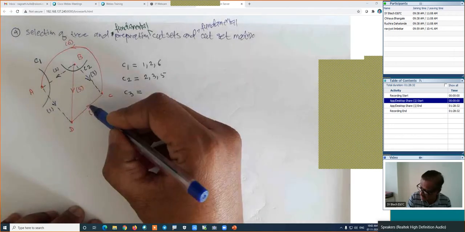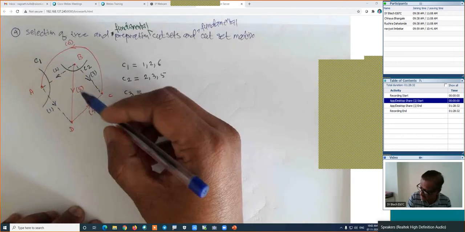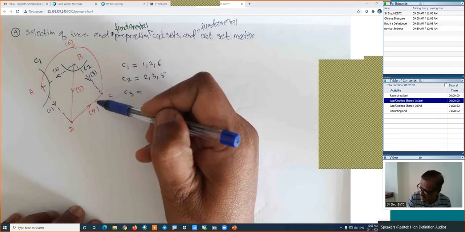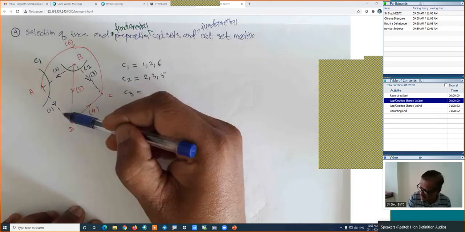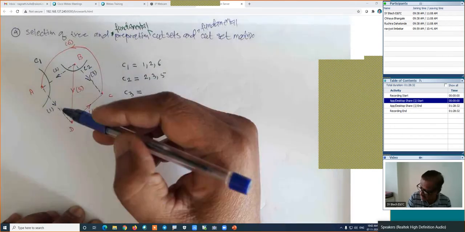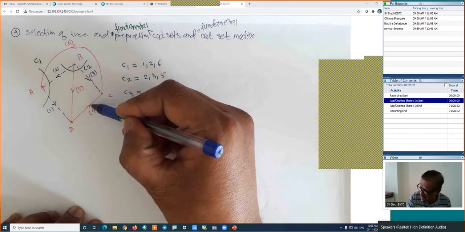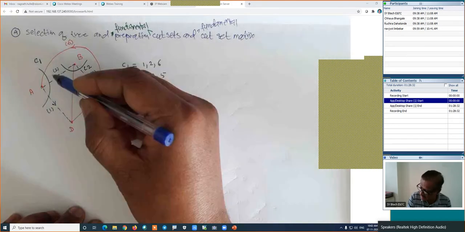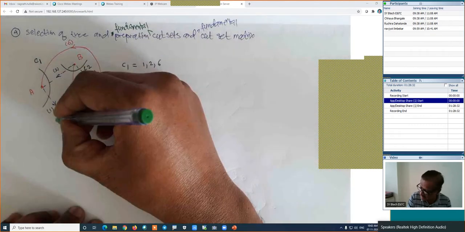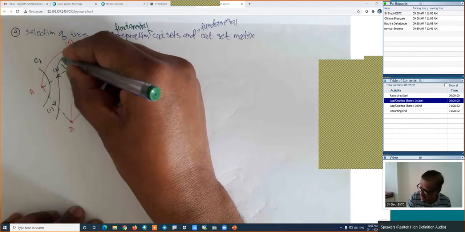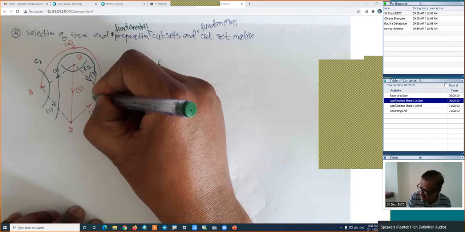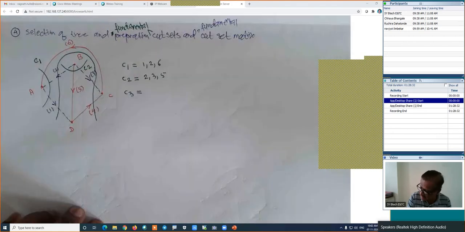Our aim is to remove this branch, because already we have taken one cut set for 6, one cut set for 5. If we are taking the cut set here, there will be two tree branches. If we are taking the cut set here, there will be two tree branches again. But here, if I am removing this one branch, this is second, this is third, and this is fourth, my cut set number 3 will be something like this. This is our cut set number 3. Are you getting me? This is cut set number 3.